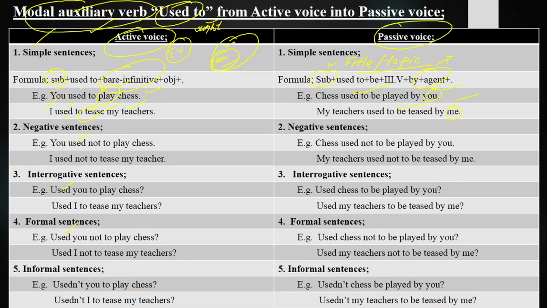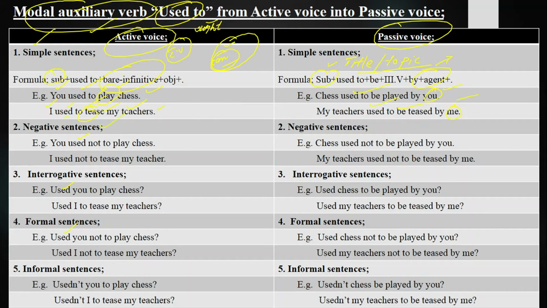This is a past action, this is a past habit. See, I say I used to tease my teachers, now I have left this action. I know that what should be respect of a teacher, and I have become a teacher. Now this is what I realize, that there must be a respect for teacher. Teacher is one who takes you from earth to the sky. So this is what I say, I used to tease my teachers, teachers used to be teased by me.